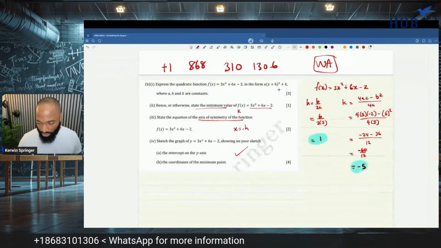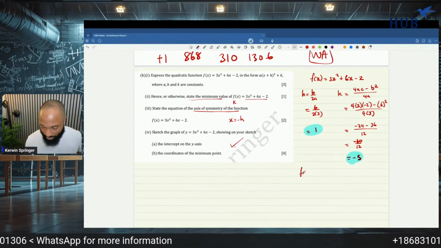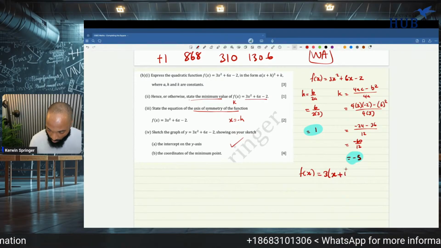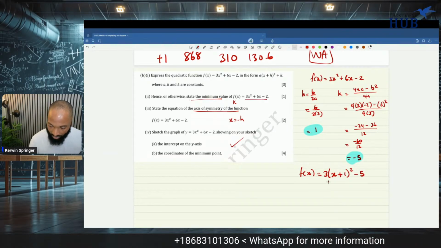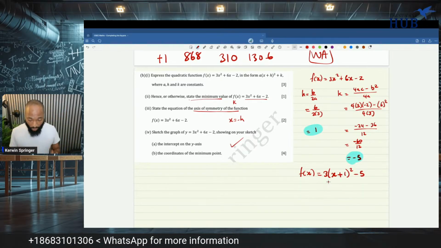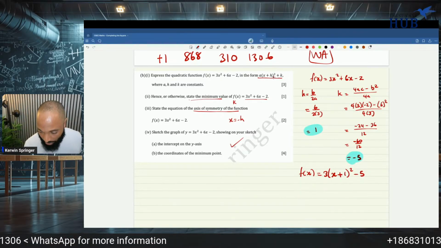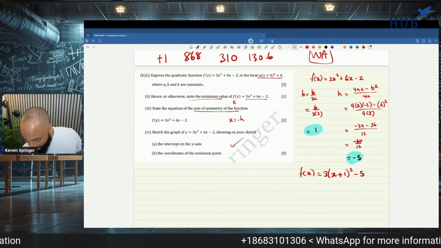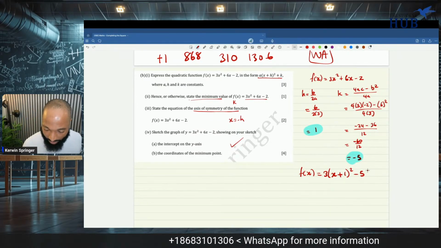So I showed you how to write it. This is simply f of x is now, a was 3, 3 times (x plus 1) squared minus 5. We have solved the equation. It's in the form now a(x plus h) squared plus k. A is 3, h is 1, k is negative 5.